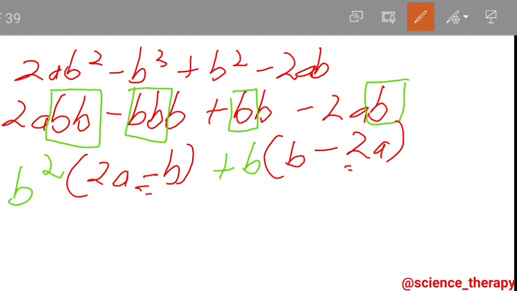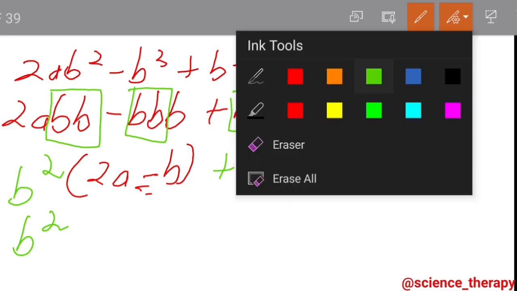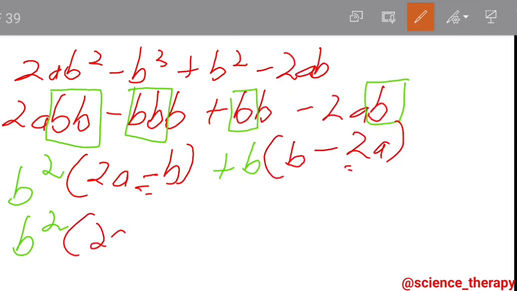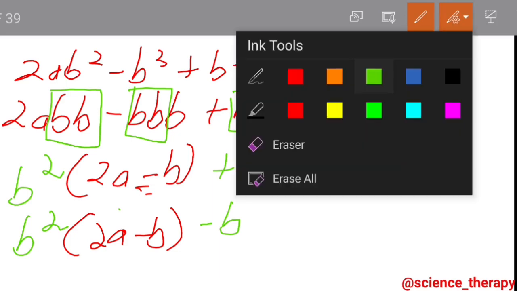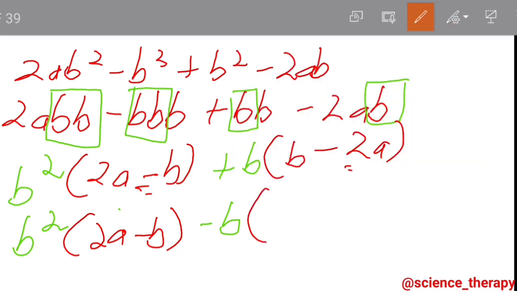Now, in order to make that a common factor, let's write this down as it is. But to change that to be the same as this one here, we need to factor out a negative sign. So now we have negative b. Now when we factor out a negative sign, it will affect the signs inside the brackets. So this was negative 2a, it becomes positive 2a. This was positive b, it now becomes negative b.